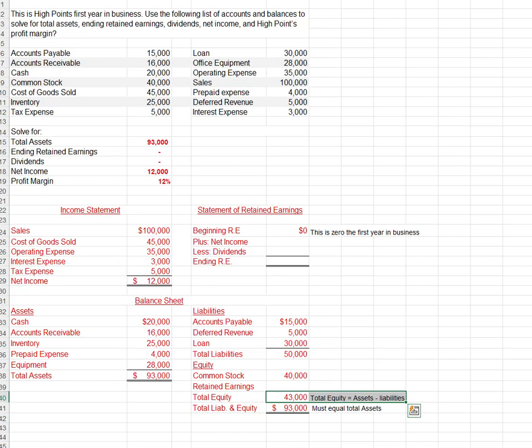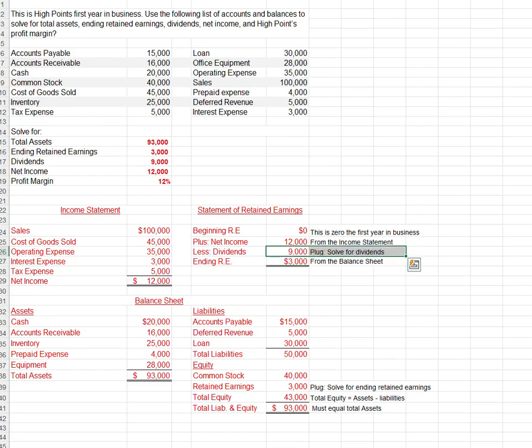If we have 40 in common stock, we can solve for ending retained earnings, which are 3. Ending retained earnings goes in the statement of retained earnings, along with net income, which increases retained earnings, and dividends decrease retained earnings. So our final thing will be solving for dividends. So 0 plus 12 minus what equals 3? That would be 9,000 for the plug for dividends.